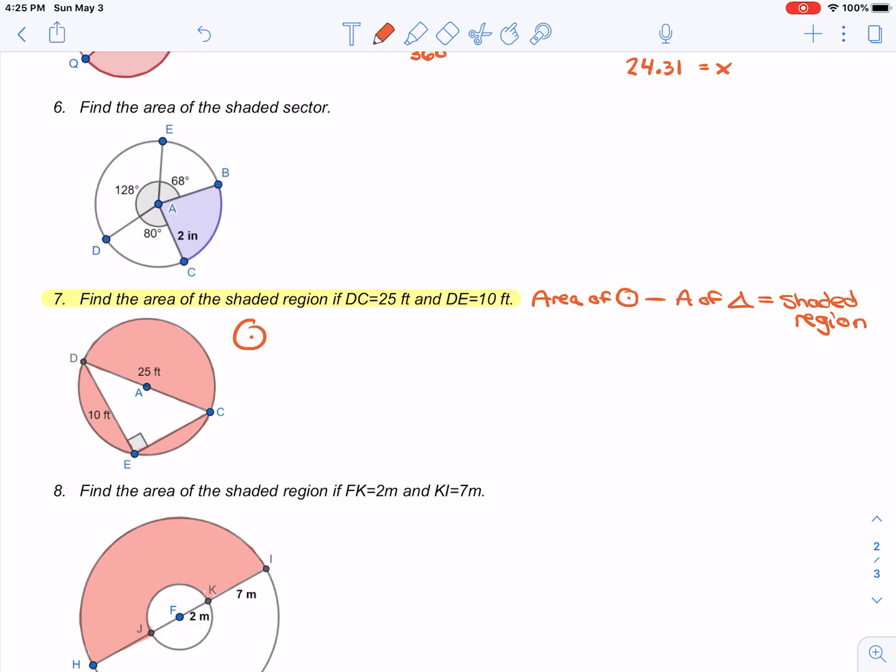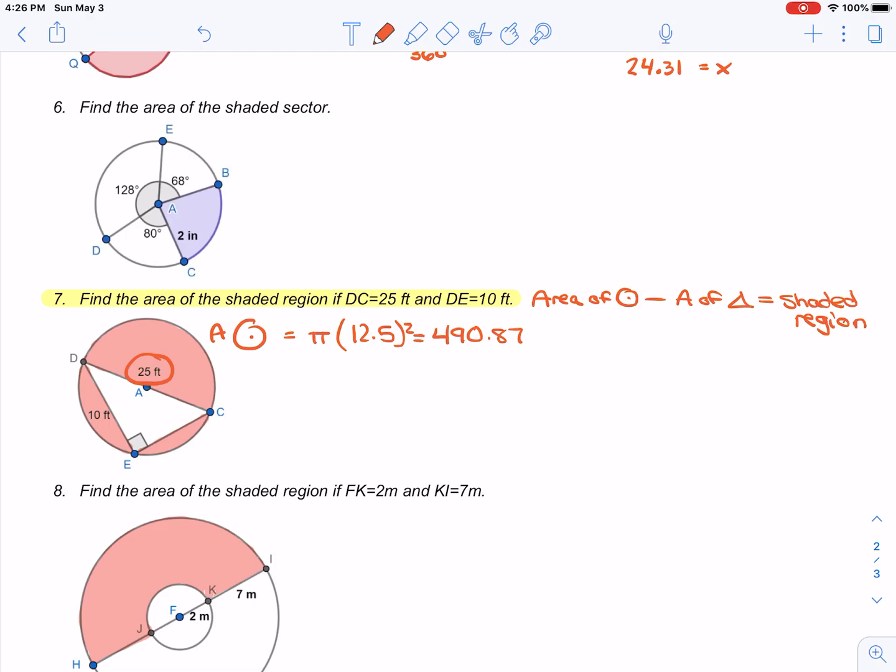So our circle area is going to be our pi r squared. So remember, here we see that DC is 25, and to find our radius, we just got to divide that by 2. So that's going to be 12.5. So our area will be pi times 12.5 squared. And if we go ahead and enter that in our calculator, we should get 490.87.